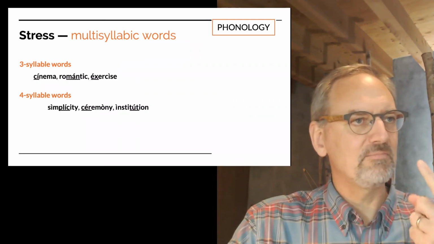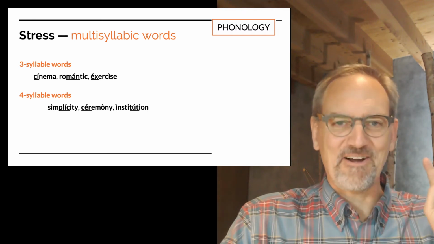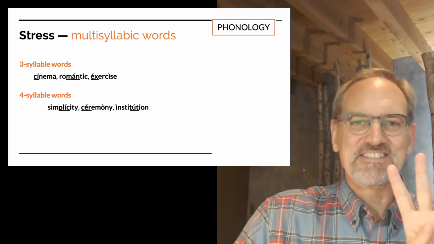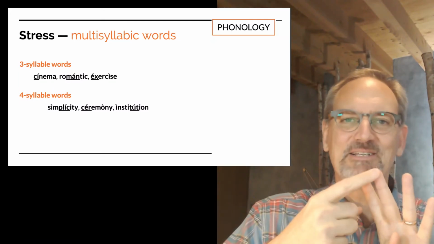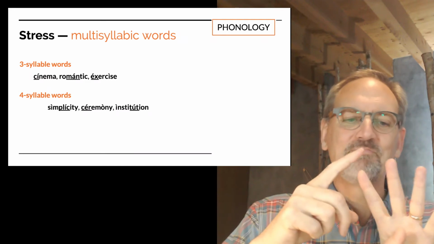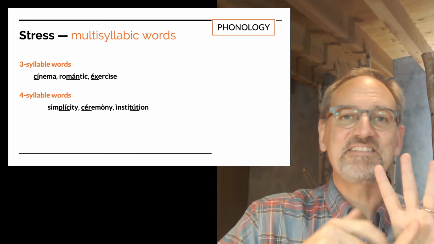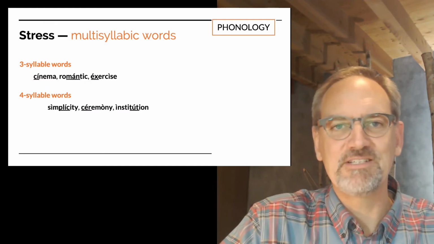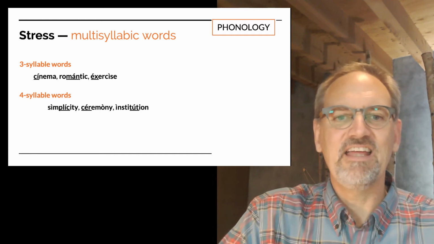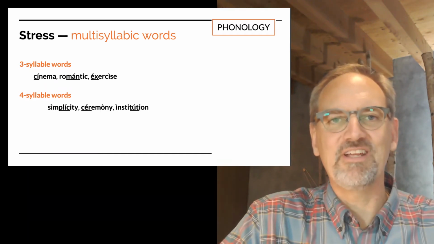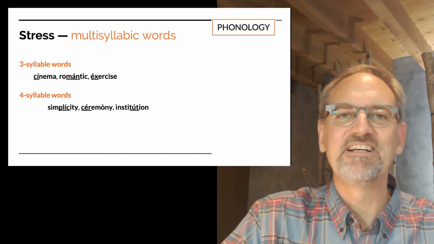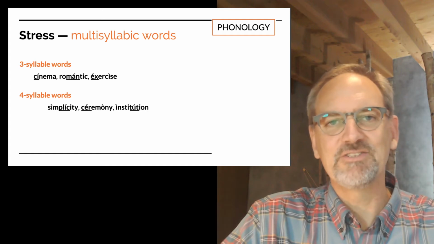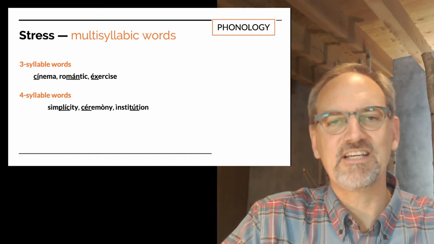Oops, hang on a second. Simplicity. No, I'm counting wrong. There are four syllables. Secondary stress is on the first syllable. Primary stress is on the second syllable, not the third. Simplicity. But the pitch is pronounced on the second syllable. It's ceremony and institution that are both stressed on the first and third syllables. The difference between them is which syllable gets primary stress and which gets secondary stress.